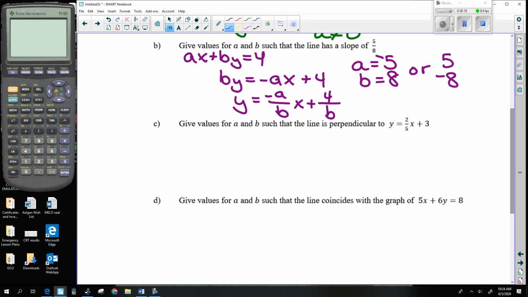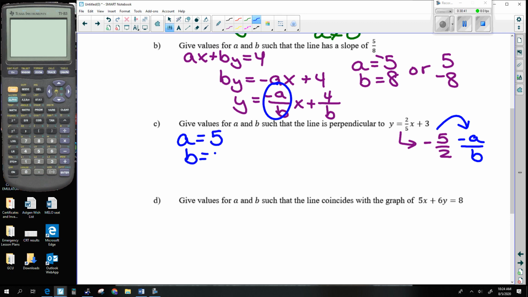Perpendicular to that. So if my slope, again, from right here is negative A over B, and I need it to be negative 5 over 2, that would imply that A is equal to 5, B is equal to 2, or A is equal to negative 5 and B is equal to negative 2.